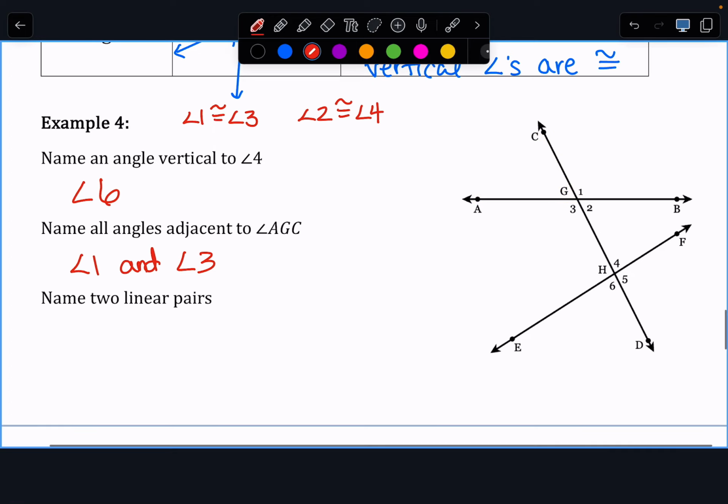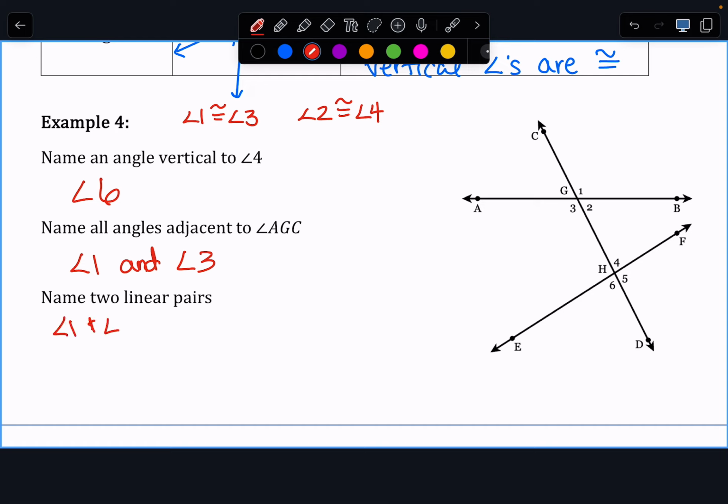Okay. There are lots of possible answers for the third one. Kelly, give me one of your answers. Angle 1 and angle 2. Good. Dot, give me another possible answer.